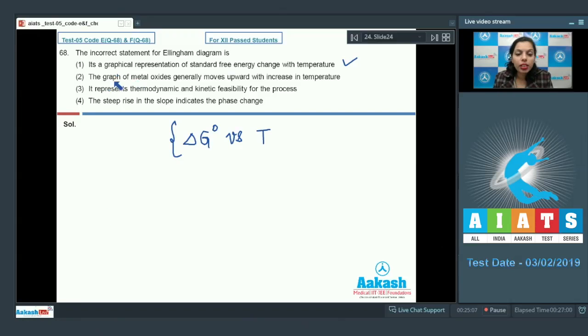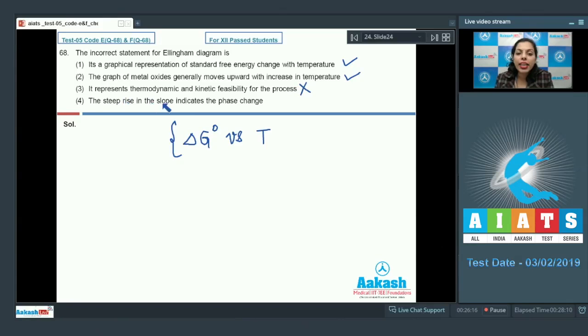Further, the second statement, the graph of metal oxides generally moves upward with increase in temperature. If you look at the Ellingham diagram, you will identify that this contains the graph of metal oxide that generally moves upward with increase in temperature, and that is why this is also the correct statement. Further, it represents thermodynamic and kinetic feasibility for the process. In this case, we can say that it represents the thermodynamic feasibility for the process, but it does not tell us about the kinetic feasibility of the process, and that's why this statement is the wrong statement or the incorrect statement. Let's check the 4th statement also.